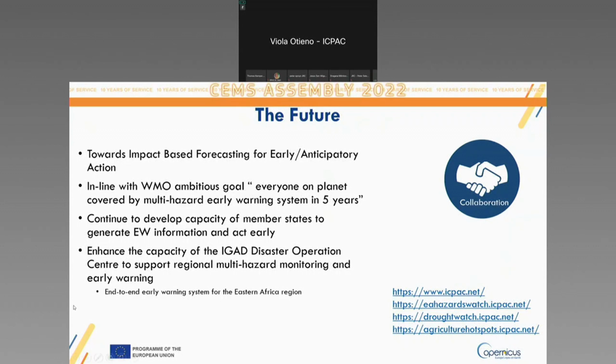We're also working towards the WMO ambitious goal of having everyone on the planet covered by multi-hazard early warning systems in 5 years. So in our small way for the Eastern Africa region, we're trying to develop multi-hazard early warning systems. We continue to develop the capacity of member states to generate, but also to be able to utilize the early warning information that is available. And we are also enhancing the capacity of the IGAD Disaster Operations Center to support regional multi-hazard monitoring and early warning, and that means end-to-end early warning system for the Eastern Africa region.